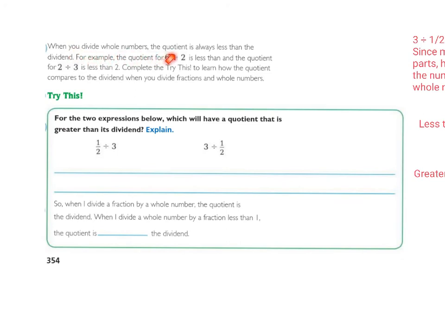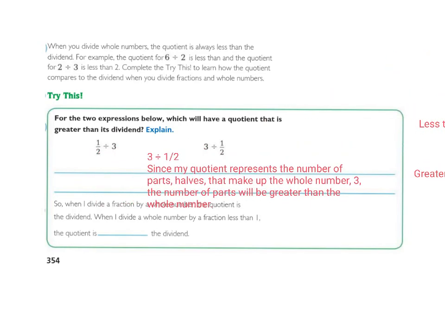When you divide whole numbers, the quotient is always less than the dividend. For example, the quotient for 6 divided by 2 is less than 6. So we're going to try this and learn how the quotient compares to the dividend when you divide fractions and whole numbers. For the 2 expressions below, which will have the quotient that is greater than the dividend? And we're going to explain. We have 1/2 divided by 3, and then we have 3 divided by 1/2.